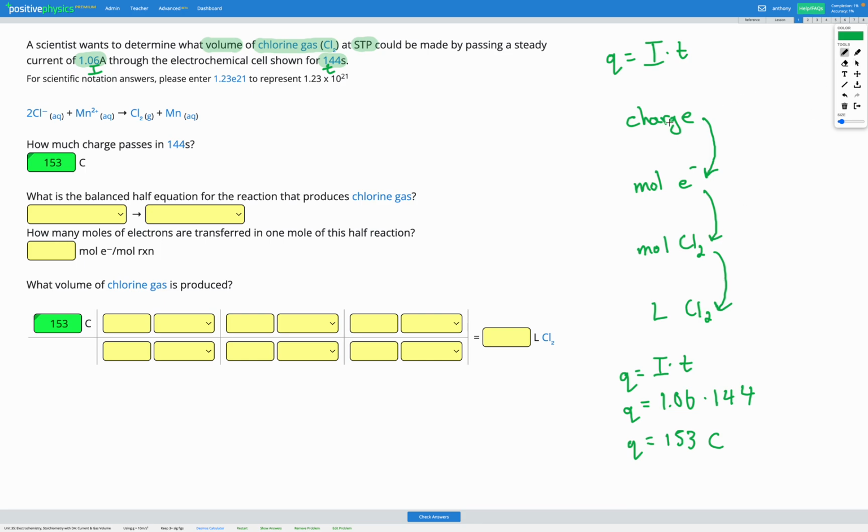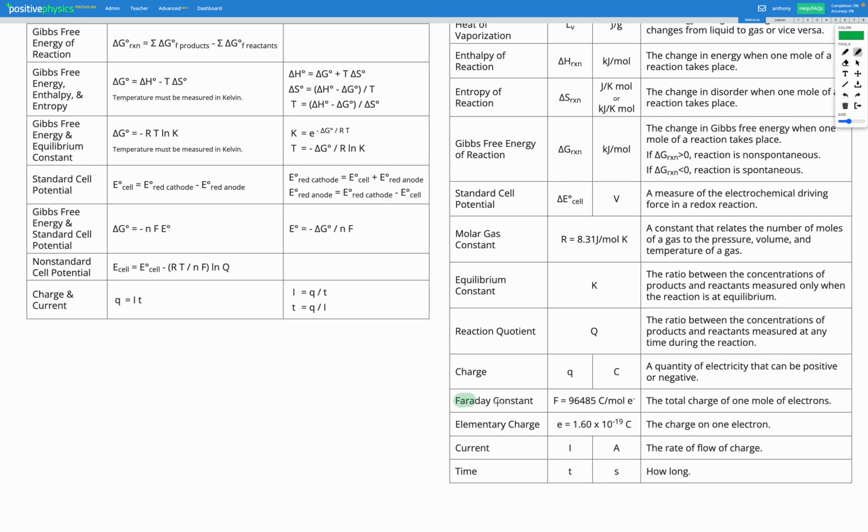To convert between charge and moles of electrons, we're going to need to use the Faraday constant. Here's the Faraday constant. That tells us that 1 mole of electrons is equal to 96,485 coulombs of charge.